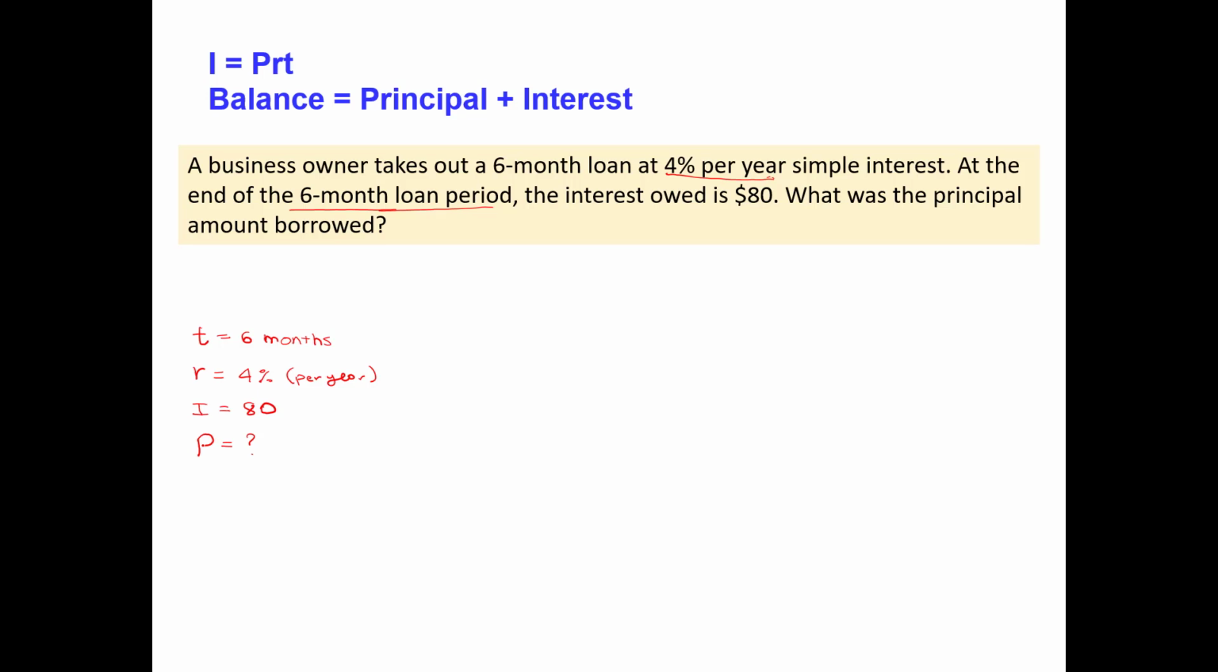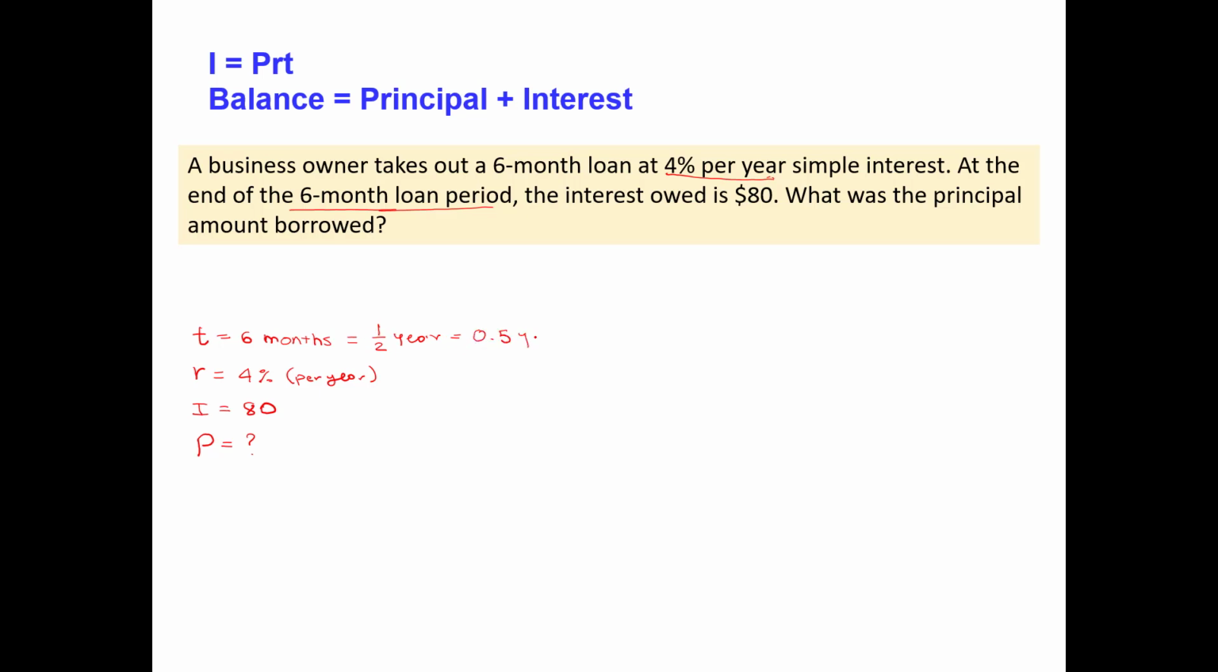Now we need to see how we can get the same units for time and for the rate. In this case, we had 4% per year and we had 6 months. It's easier to write the time in years. We know 1 year has 12 months. Then if we had 6 months, we had half a year. Yes, but we can write half like 0.5.